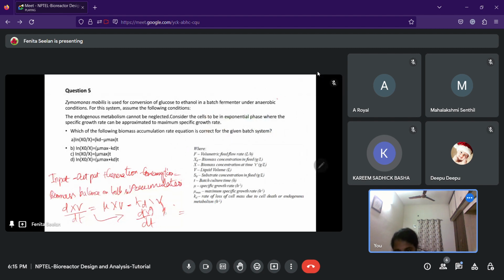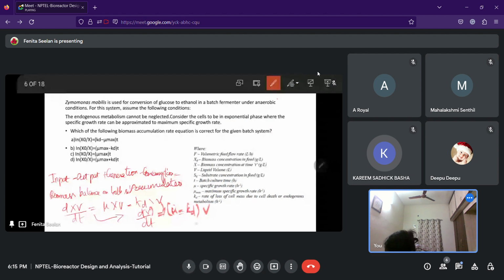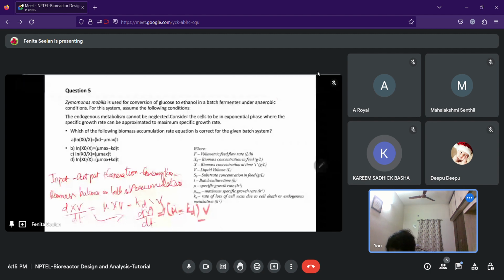So dX by dt is equal to mu minus Kd, the whole of X. If that is the case, we will be having dX divided by, this is X actually, this X will go down here and this dt will go up. So dX by X equal to mu minus Kd into dt.